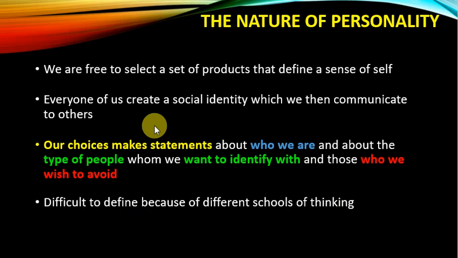All of us create our own social identity, which we then communicate with others, because it's free for us to select whichever products we want. And we're usually going to choose the products that help define who we are. In other words, the choices that we make about the products that we buy say a lot about who we are, what type of people we prefer to identify ourselves with, and definitely who we wish to avoid.